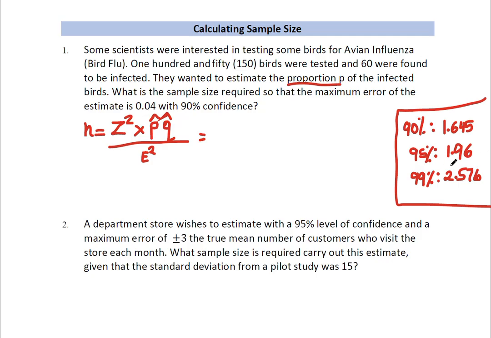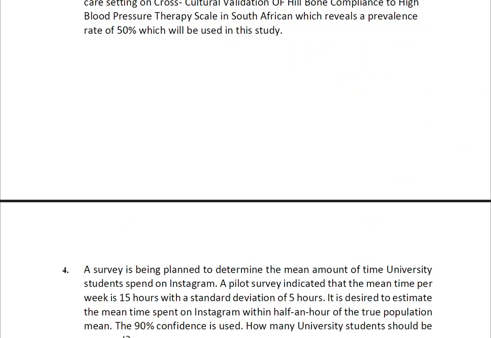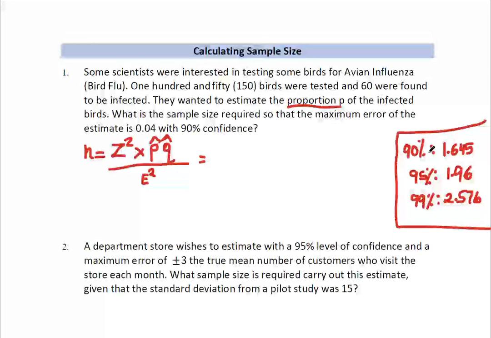These are the most common confidence levels that are used when determining the sample size. So you can really memorize these, even though towards the end of this lesson I will show you how to read them from the standard normal table here. But it's always useful to just know these offhand so that you can easily go through your calculations.